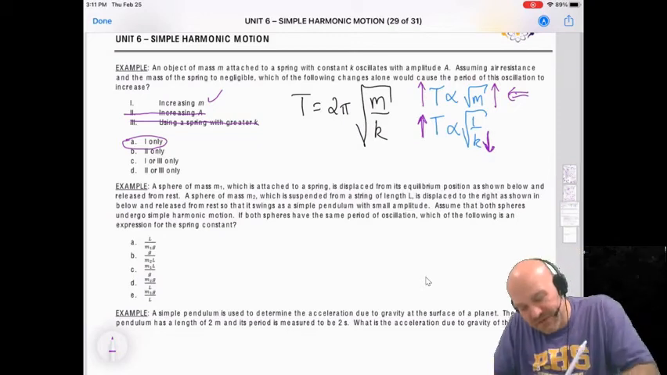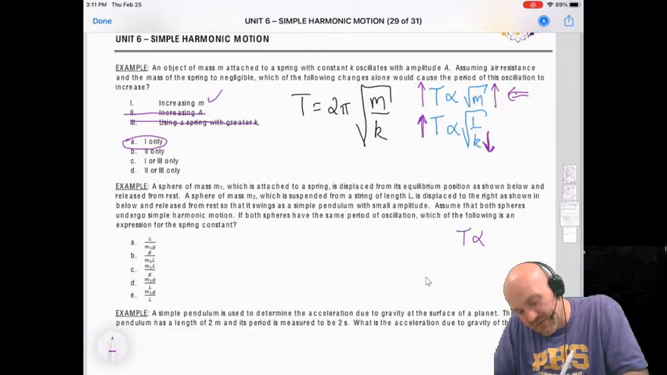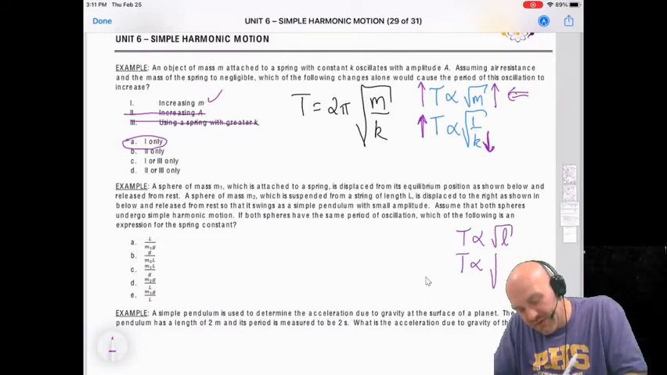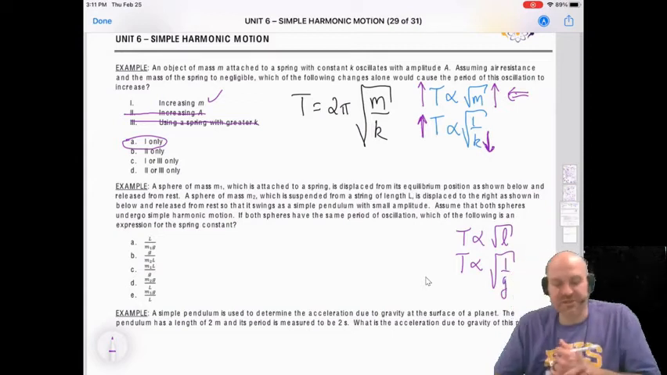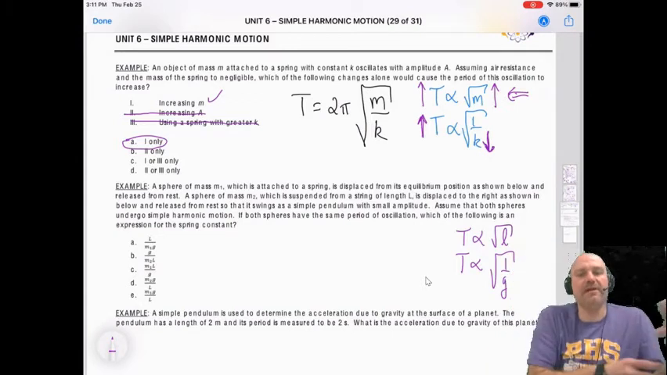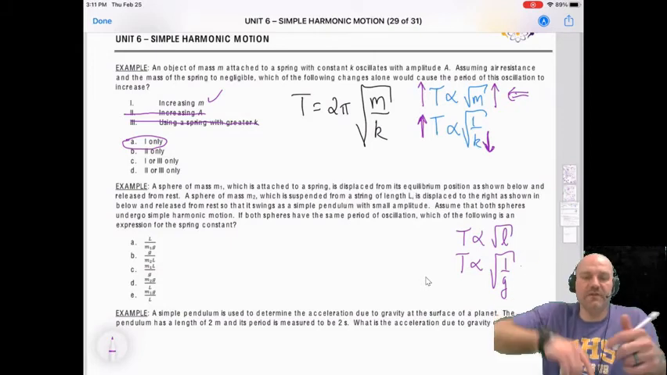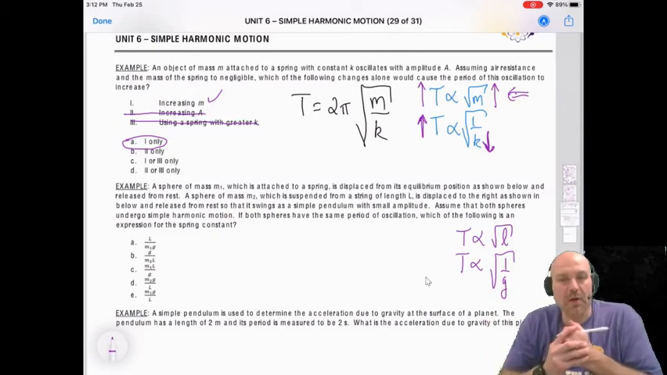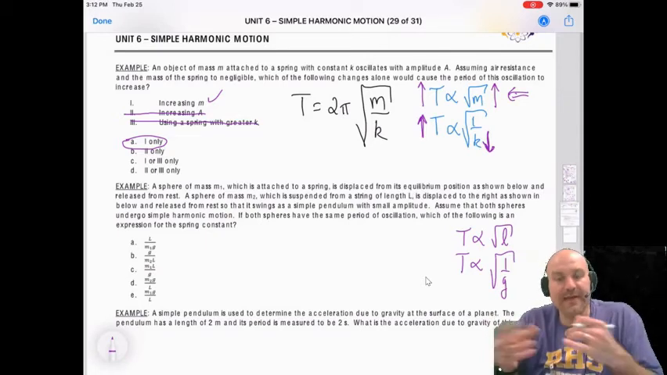If you look at the pendulum, T is directly proportional to the square root of L, but it's also inversely proportional to the square root of g. So if I want to increase the period of a pendulum, I do one of two things. I make it longer, or I do it somewhere else with a smaller g value, right? Take it up to the moon.